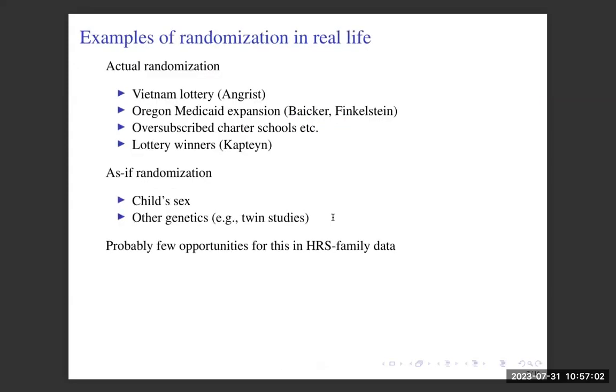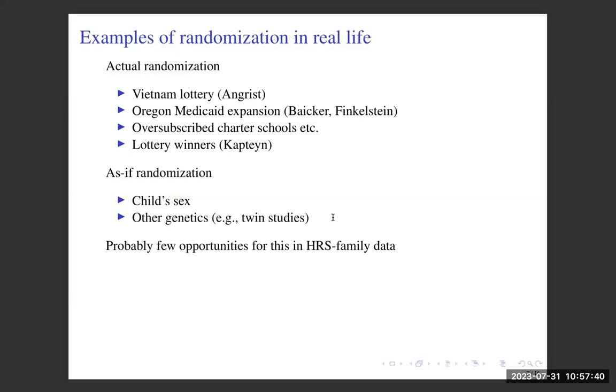So there are some examples of randomization in real life. There's some actual randomization. The Vietnam lottery by Josh Angrist is a very famous one, where people who might need to go to Vietnam to fight in the war were given a number 1 through 365 based on their birthday within the year, and that was randomized, and people with a lower number were more likely to actually be sent to Vietnam than people with a higher number.